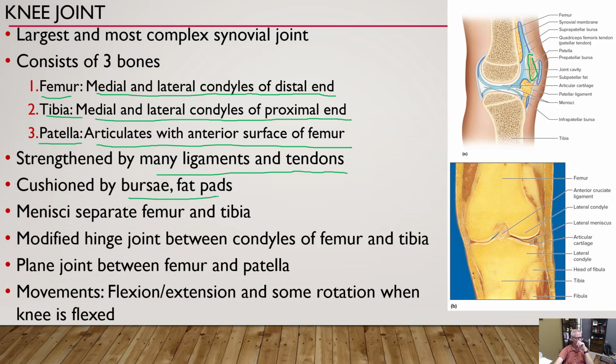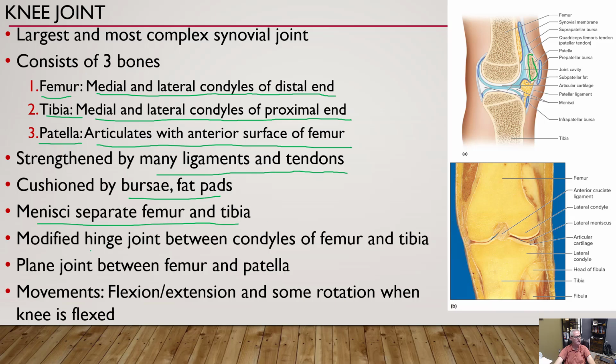Lots of bursa, lots of fat pads. The meniscus separates, or menisci, because the knee has a couple of different menisci in there, separates that femur from the tibia. Remember, the fibula is shorter than the tibia, so the fibula is not present in that joint capsule of the knee joint.